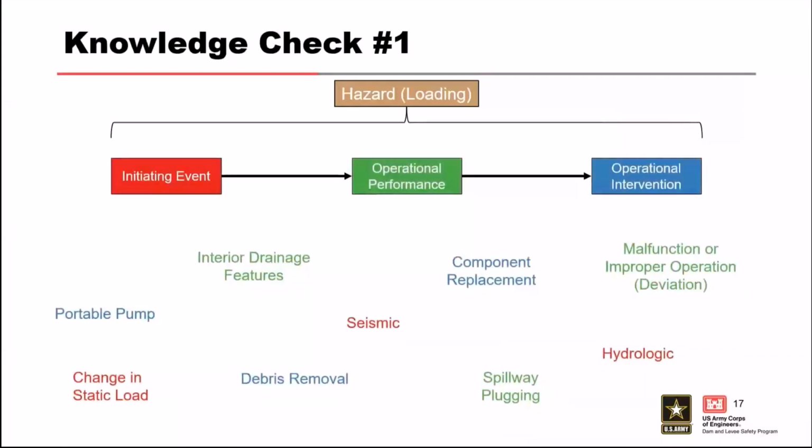All right. So here's the solution to that knowledge check. I think all of you did pretty well with that, with each sub-element of the hazard color-coded to show you where they should be matched. So we have our change in static load, seismic, and hydrologic that are matched up with our initiating event, our interior drainage features, spillway plugging, and malfunction or improper operation matched up with the operational performance sub-element, and then portable pump, debris removal, and component replacement that are matched up with our operational intervention.